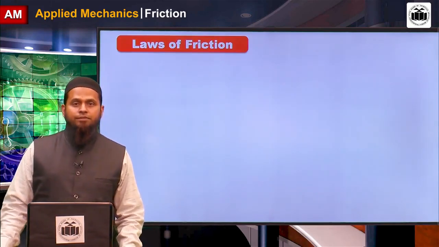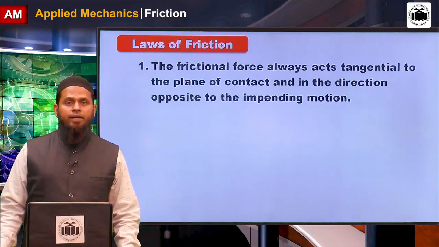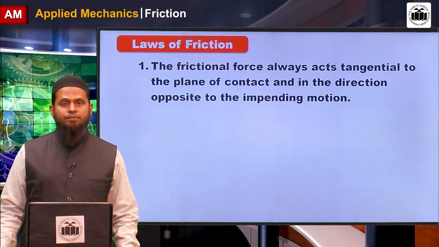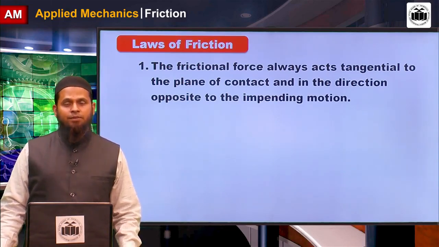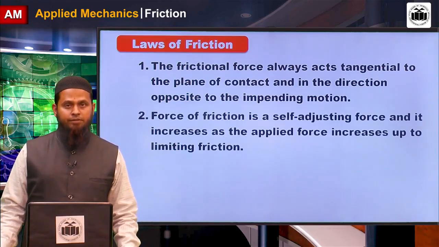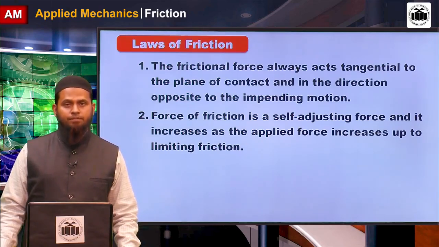Now the laws of friction. Coulomb and Morin give the laws as follows. The first law: frictional force always acts tangential to the plane of contact and in the direction opposite to the impending motion. This is very important. Frictional force is always opposite to the motion. And second, force of friction is self-adjusting and it increases as applied force increases up to the limiting friction.